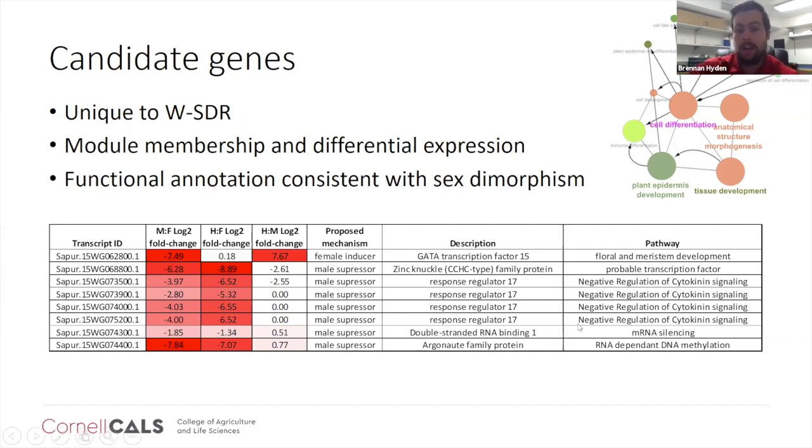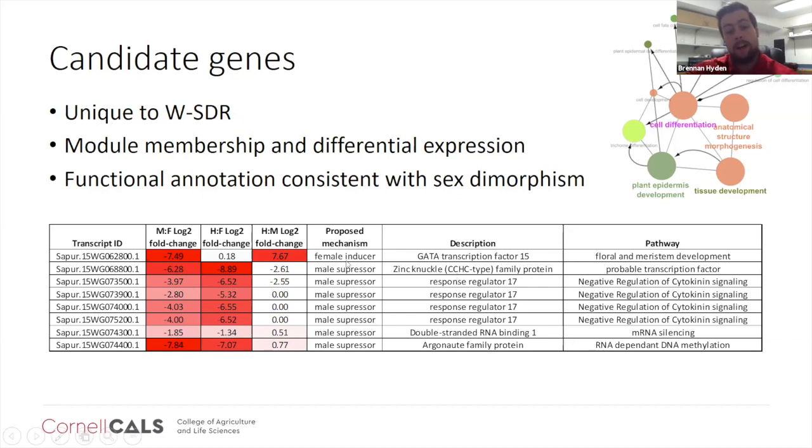There's also an Argonaute 4 homolog and a double-stranded RNA binding 1 protein. These are interesting because one controls DNA methylation and one controls mRNA silencing, and these are both enriched GO terms in our bulk RNA-seq data set. So these are also strong candidates, and like the ARR17, they also show very low expression in the monoecious and in males, which indicates that they are likely male suppressors. There's also an unannotated zinc finger transcription factor that is also maybe a male suppressor.